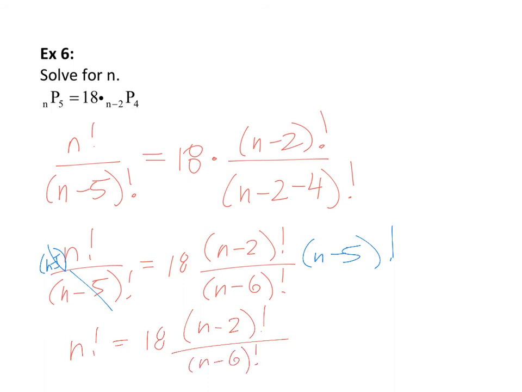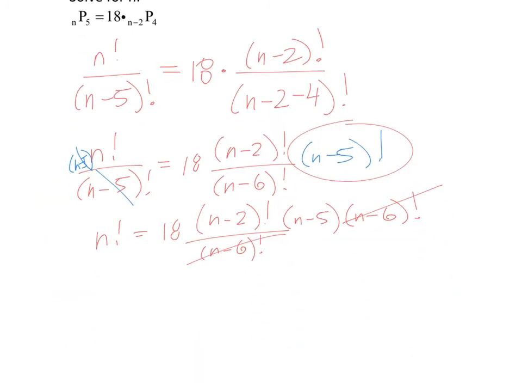And I'm going to strategize a bit here with this n minus 5 factorial. I'm going to expand it. So what's the next term in the expansion? It's n minus 5 minus 1, which is n minus 6. All right, so that cancels out there. And then, let's see, I have n factorial is equal to 18 times n minus 2 factorial times n minus 5. Okay? And what's the next step?